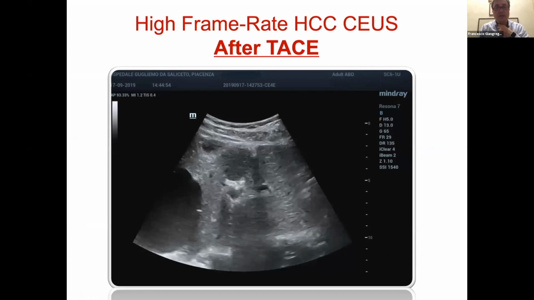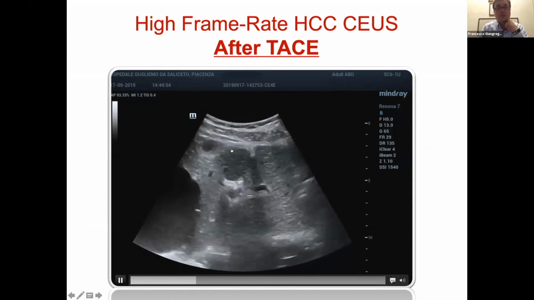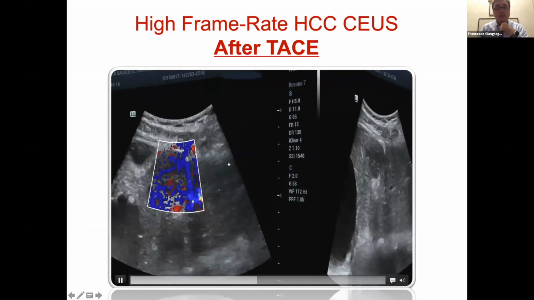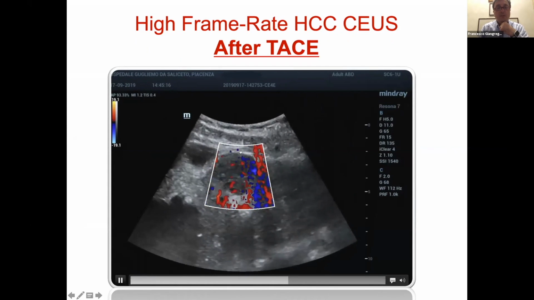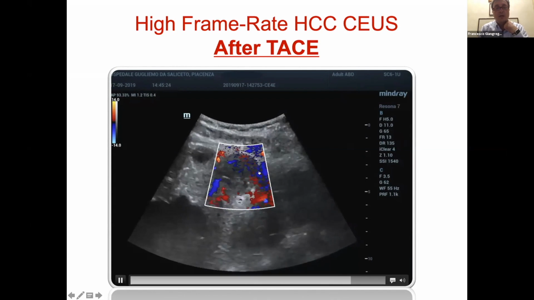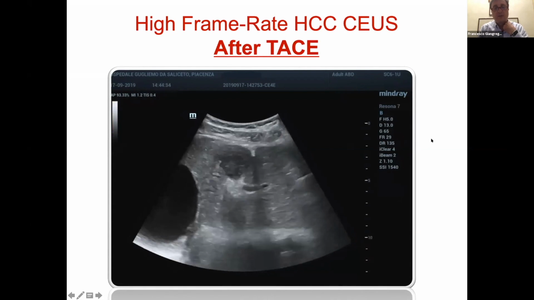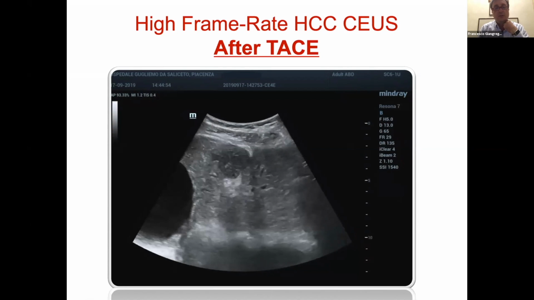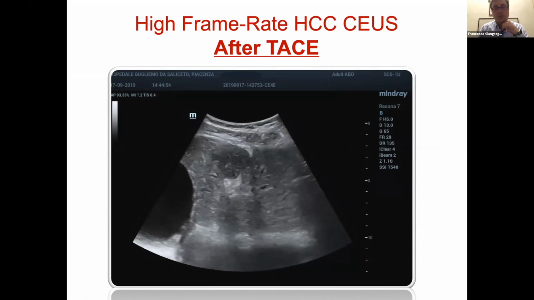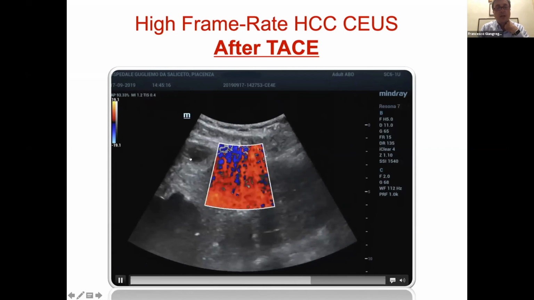Other examples of a hepatocellular carcinoma that was superficial, that was treated in an 80 years old patient with transarterial chemoembolization. 1 month after, we tried to understand if the nodule was also active or not. The nodule is in a strange position, so it wasn't treatable with radiofrequency thermal ablation, because this is the gallbladder.